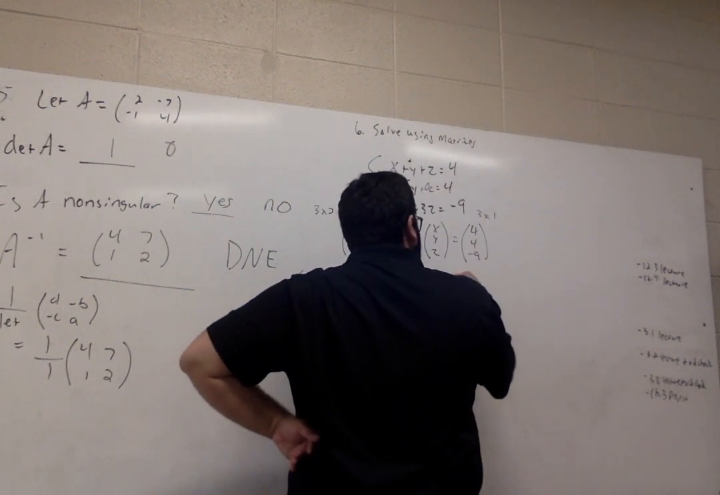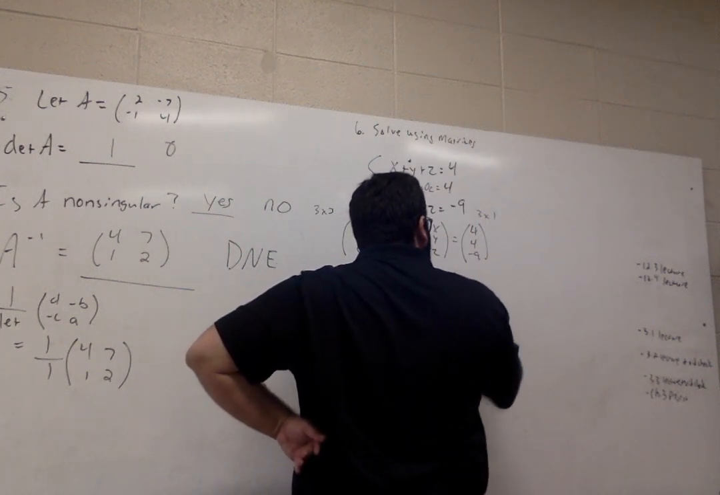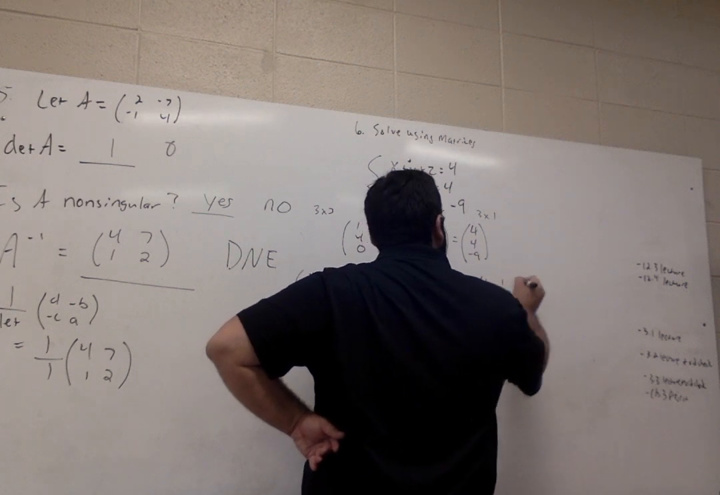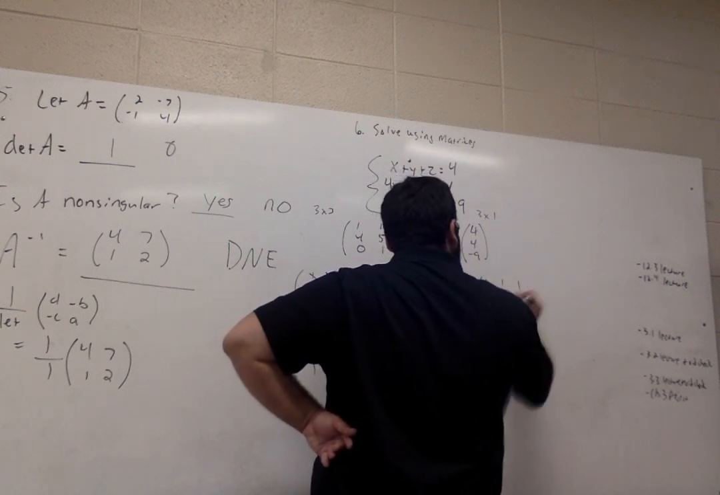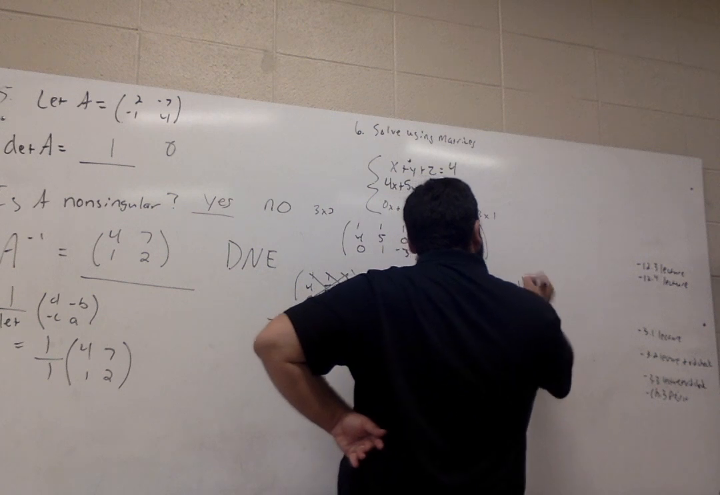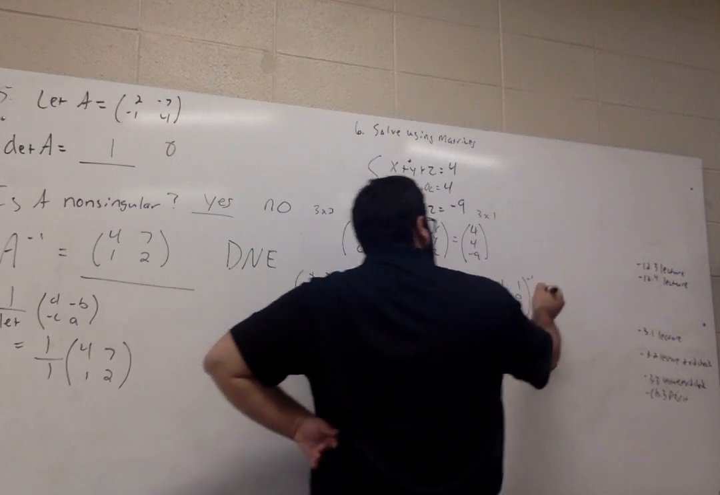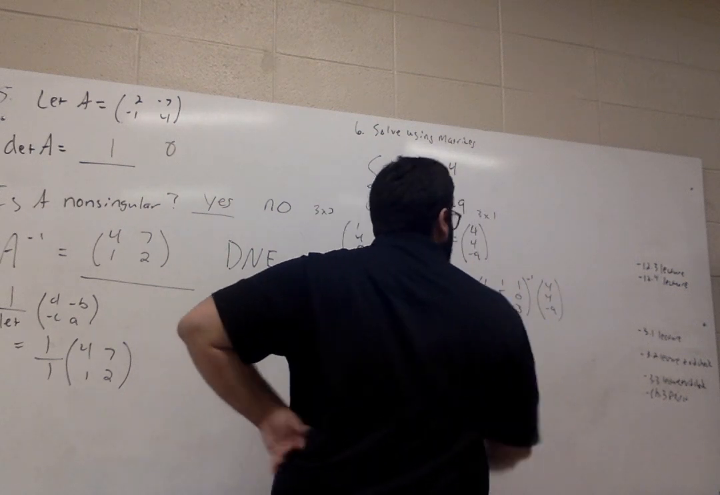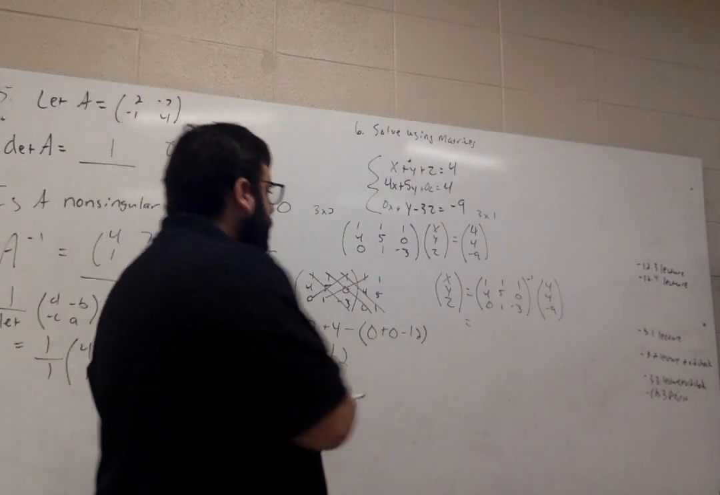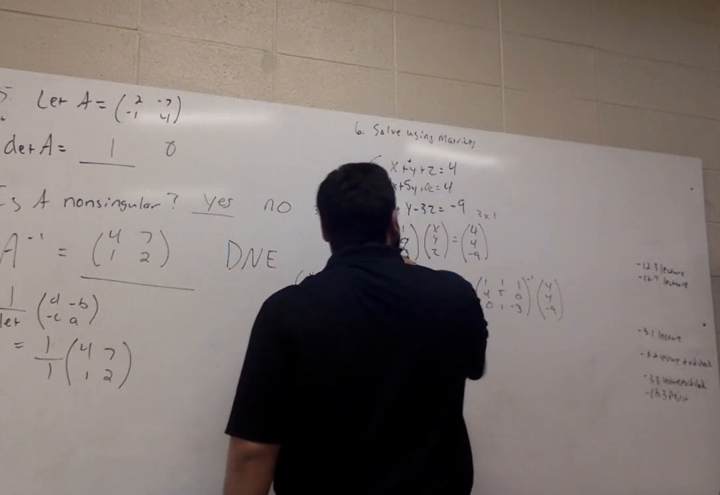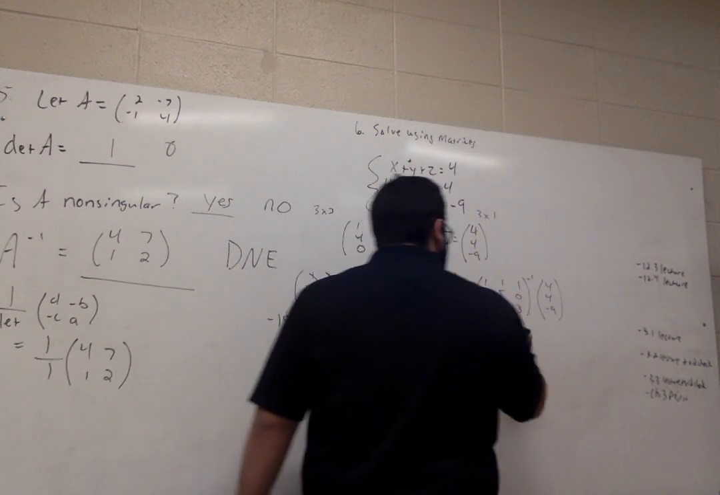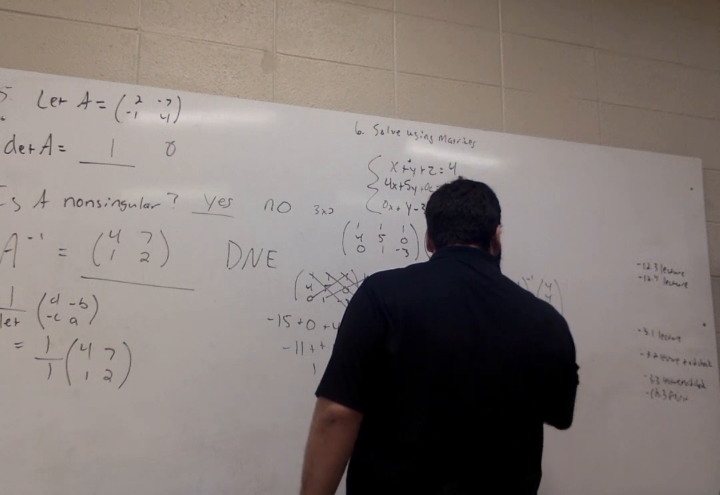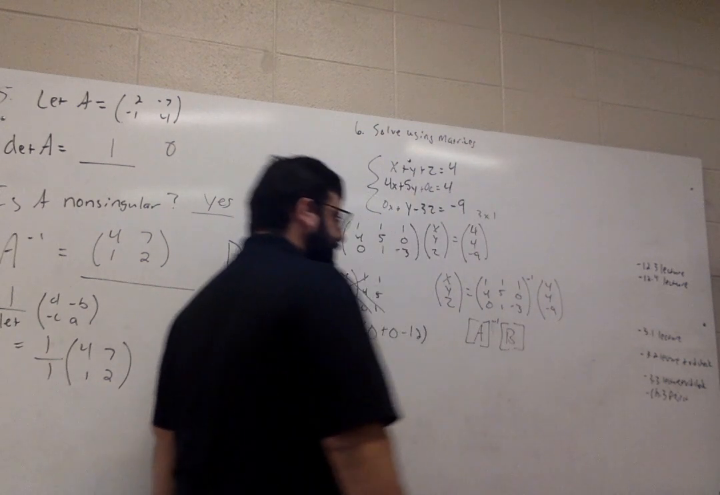So whatever my inverse is, that's going to be multiplied by my constant matrix. And if you're doing this in a calculator, if this is your A and this is your B, then it should look like this when you put it in a calculator.